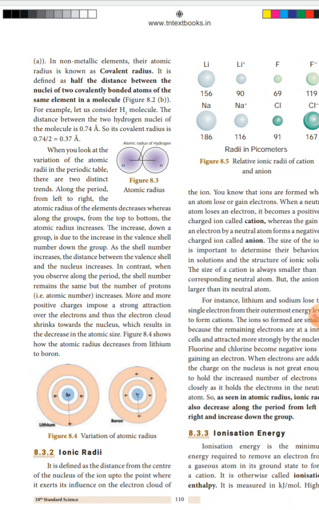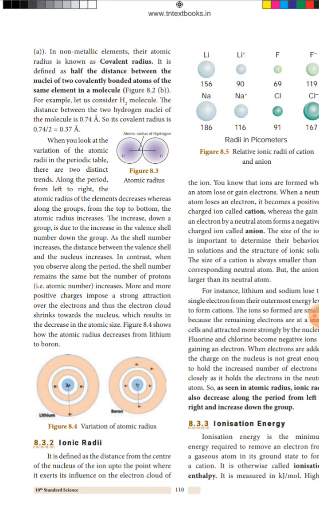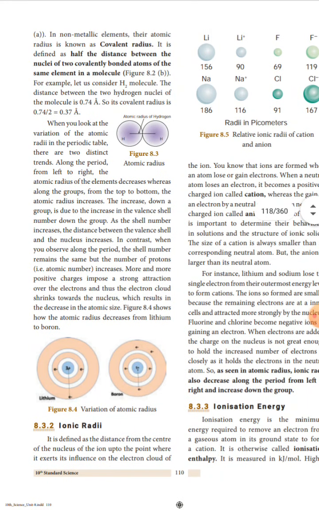The distance between two hydrogen nuclei in a hydrogen molecule is 0.74 angstrom, but in the definition it is given as half the distance between the nuclei. So when you divide 0.74 by 2, that is equal to 0.37 angstrom. So it is the covalent radius of the hydrogen atoms bonded to form a hydrogen molecule.